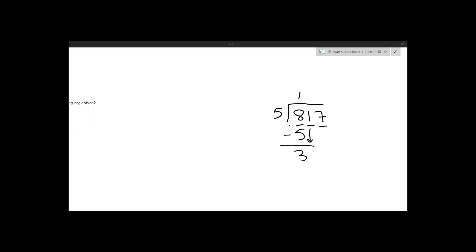And then we bring down this 1, and it becomes 31. Then we evaluate how many times 5 goes into this new number that we got by dropping down the next place value. So in this case, 5 goes into 31 6 times. 6 times 5 is 30, and then we get 1. We bring down the 7. So now we're evaluating 5 goes into 17 3 times. 3 times 5 is 15.